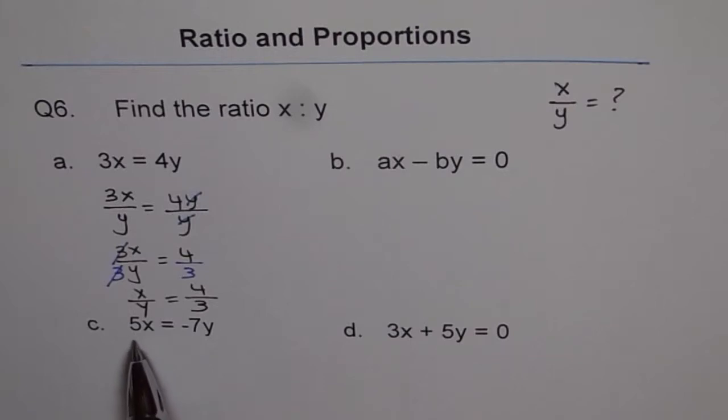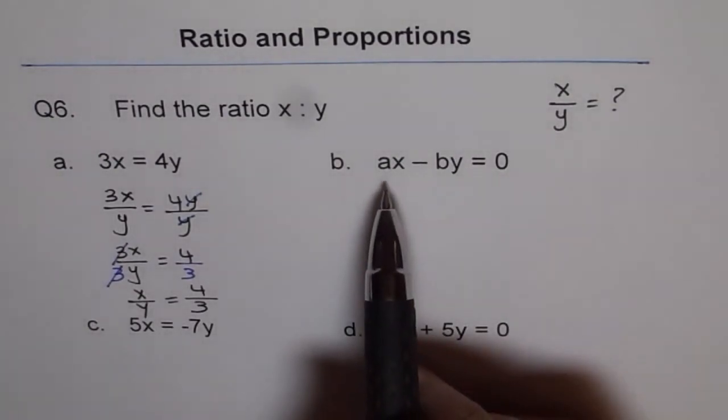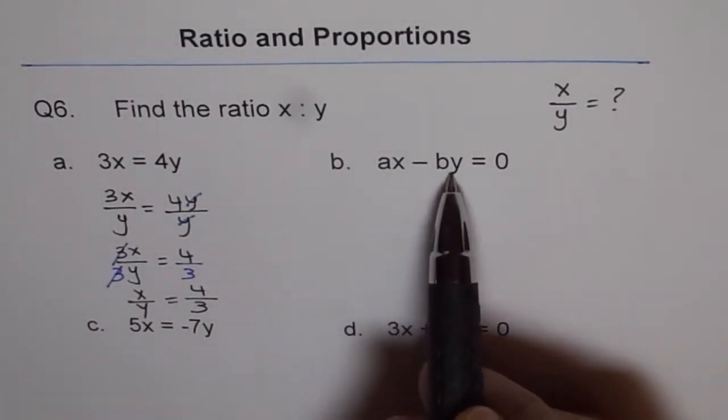This question, 5x equals minus 7y, I'll leave it for you to do. You do it yourself, which is very similar to what we did in A, right? Okay, now let's do this one. Now here it is ax minus by equals 0.